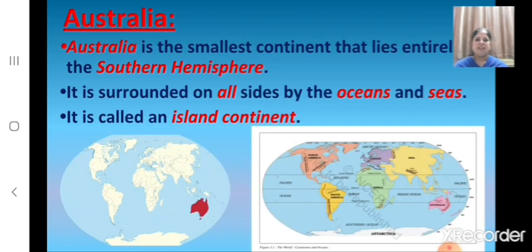Now let us revise about Australia. Children, which is the smallest continent? Australia is the smallest continent. And where does it lie? It lies entirely in the Southern Hemisphere. And what is it surrounded by on all sides? The continent of Australia is surrounded on all sides by the oceans and seas. So what is it called? So it is called an island continent.